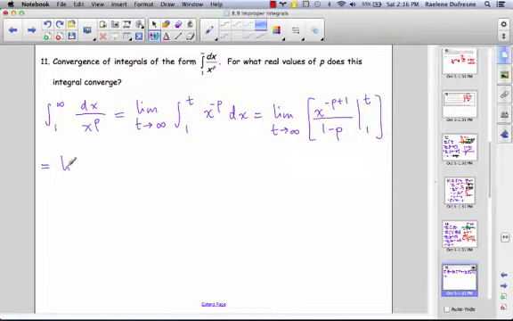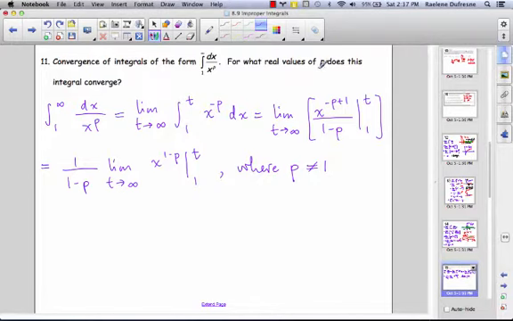So this works out to the limit. Well, in fact, 1 minus p is a constant. It's a finite constant as long as p does not equal 1. So I'm going to take that 1 over 1 minus p in front of the limit, with the stipulation that p cannot equal 1. So we definitely know that p is not allowed to equal 1 if we want this integral to converge.